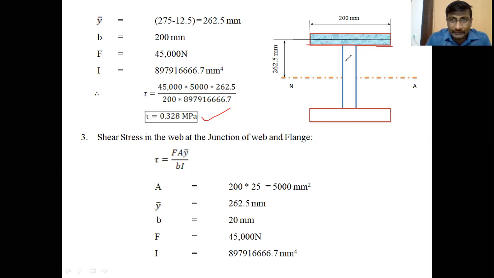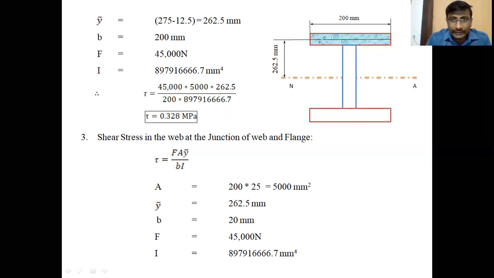Junction means the meeting point of the web and upper flange. Here also one junction is there, the meeting point of the web and bottom flange, another junction. So, shear stress in the web. Now we have already calculated the shear stress at the junction in the flange. Now we are going to find the shear stress in the web at the same junction.